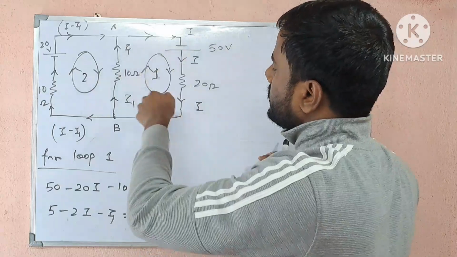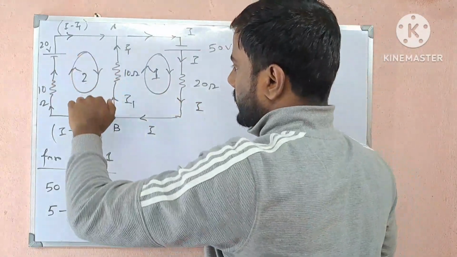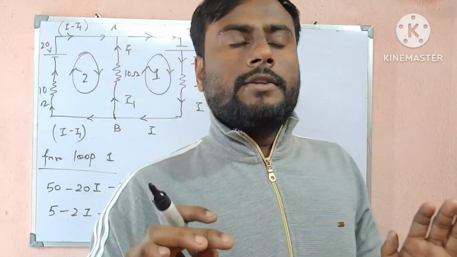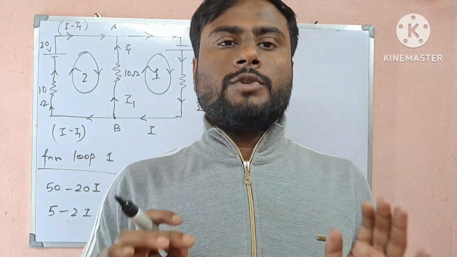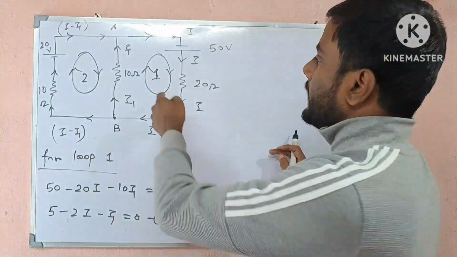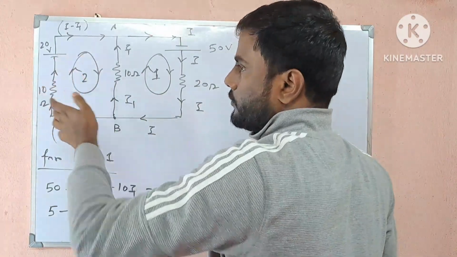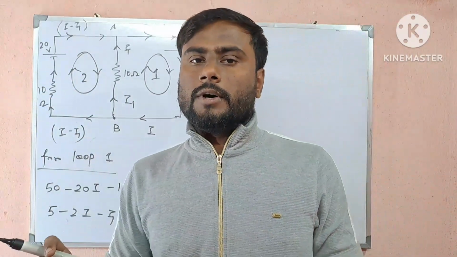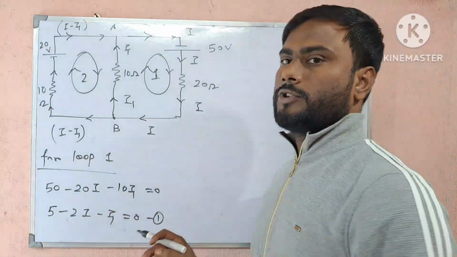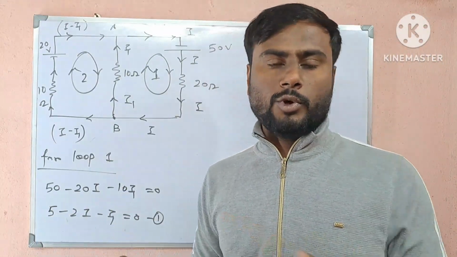Just because here this is anti-clockwise, this is also anti-clockwise. No, it doesn't matter. There is no specific rule to choose the loop. You can take it anti-clockwise, and if you want, you can take it clockwise, no matter. There is no rule that for both the loops you have to choose the path in the same way, in the same sense, no matter.